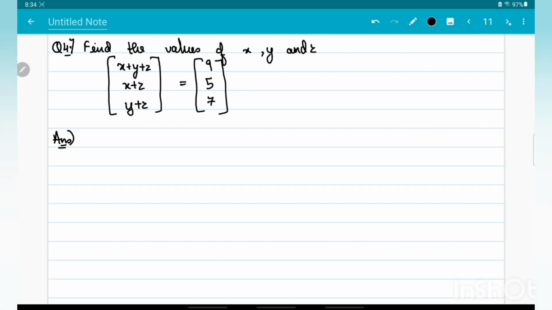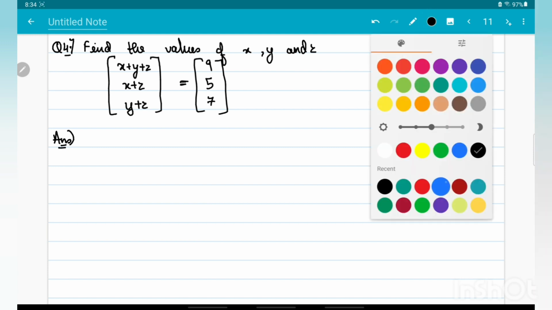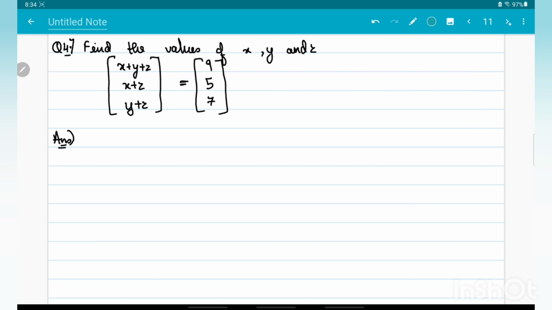Now in this question we have to find the values of x, y and z, and this type of question I have shown in the beginning of the video also. Okay, so if you see here carefully, then you can see this equal to sign, which means that both these matrices are equal. If you check their order also, now if you check here, this is row 1, row 2 and row 3, and there is only one column in this. This x plus y plus z, x plus z and y plus z are three different elements. Here also there is only one column and 3 rows.